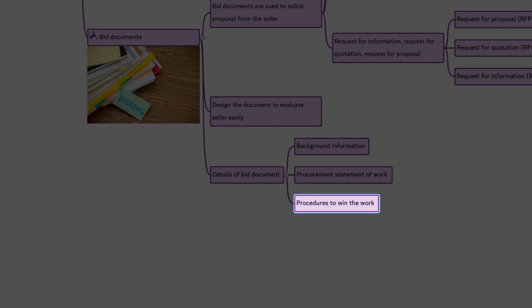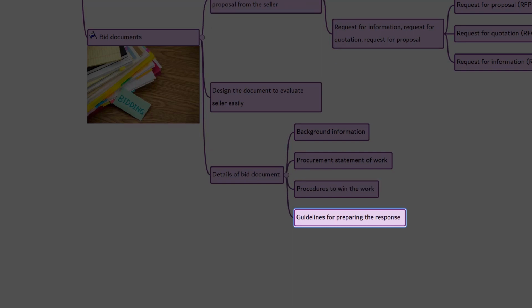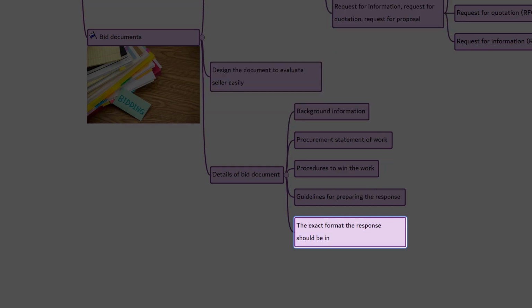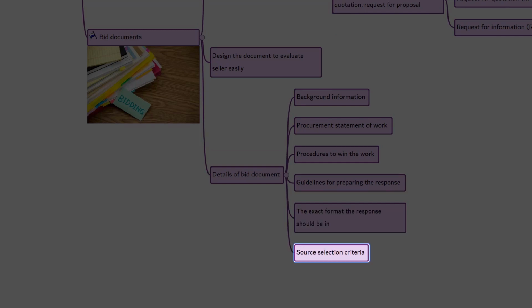Procedures for trying to win the work, such as whether there is a bidder conference, when the responses are due, and how the winner will be selected. Guidelines for preparing the responses, such as maximum length and the topics to be addressed in the response. The exact format the response should be in, such as which forms must be filled out and whether email submissions are allowed, etc. Source selection criteria.